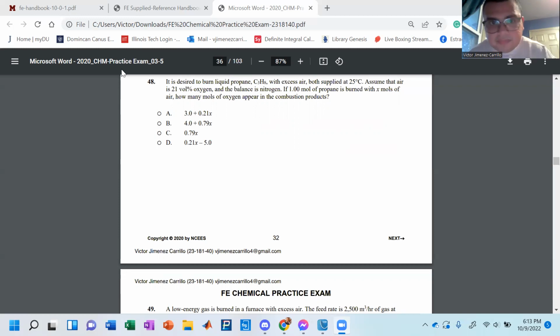Okay. So it says a desire to burn liquid propane, C3H8, with excess air, both supplied at 25 degrees C. Assume that air is 21% volume oxygen, and the balance is nitrogen. So in other words, 79% of that is nitrogen. If 1 mole of propane is burned with X moles of air, how many moles of oxygen appear as combustion products? Okay, first thing we need to realize is pretty simple. It is desired to burn liquid propane with excess air, and it should be key what appears in combustion products.